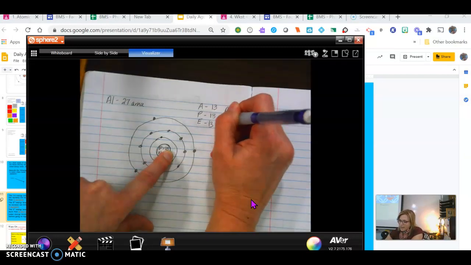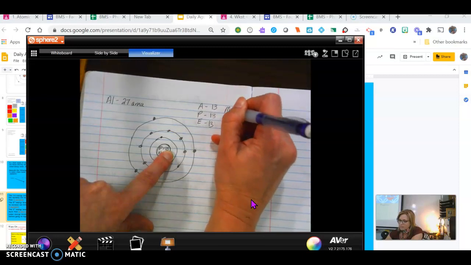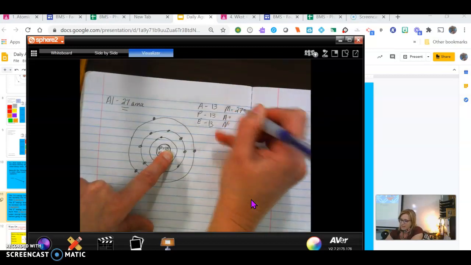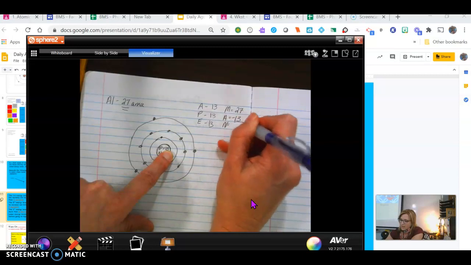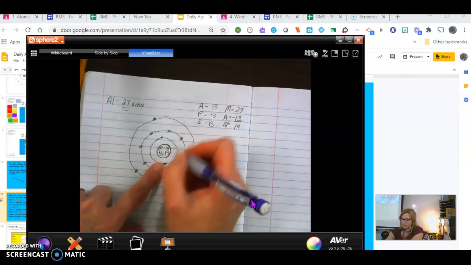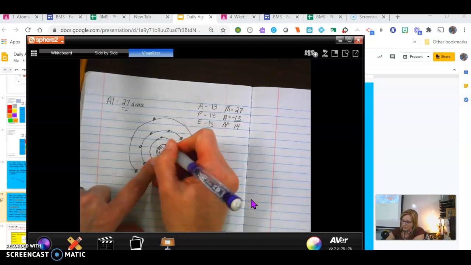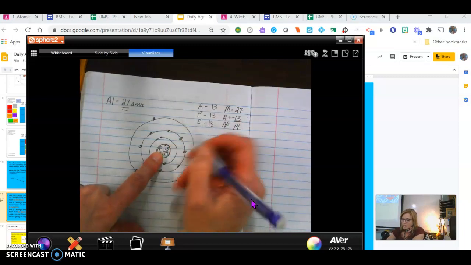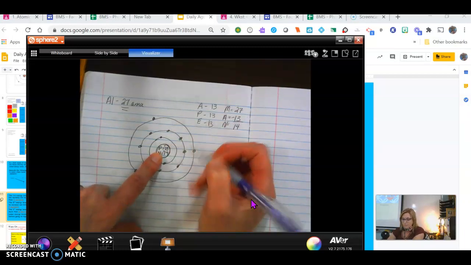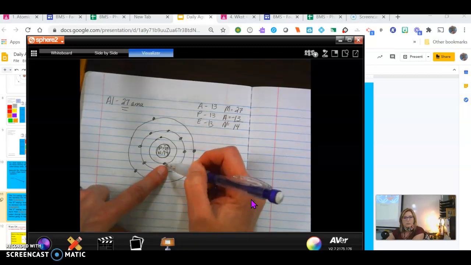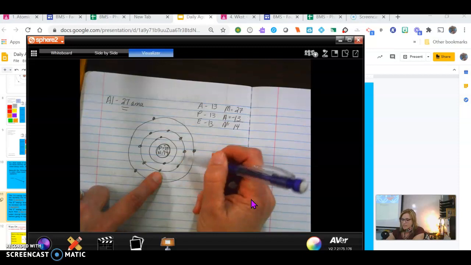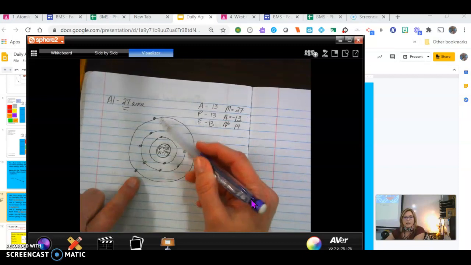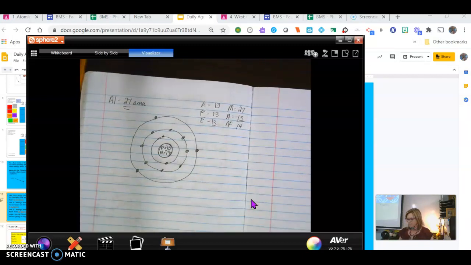I'm going to use MAN so we can figure out our neutrons. So my mass, I've told you over here, was 27, and my atomic number is 13. I'm going to subtract that, and I'm going to get 14 neutrons. So I have 13 positive charges and 14 neutral charges. It's a neutral atom, so electrons are the same as protons. I need 13 of them. Only 2 can go in the first level, 8 can go in the second level. 2 plus 8 is 10. That leaves 3 left over to go in the third level.